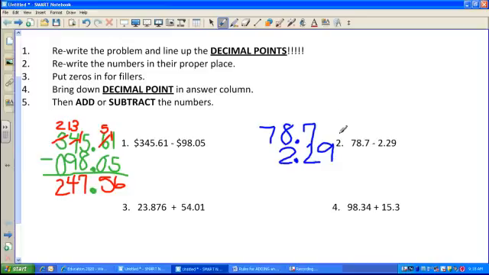I don't have any number above the 9, so I'm going to add a 0. I don't have a number below the 7, so I'm going to add a 0. Okay, so I'm going to draw my line, and I'm subtracting. The next rule says once they're lined up and you have the decimal points lined up, you wrote the numbers in the proper place, and you added zeros for fillers, I'm going to bring down my decimal point, right in the answer column.